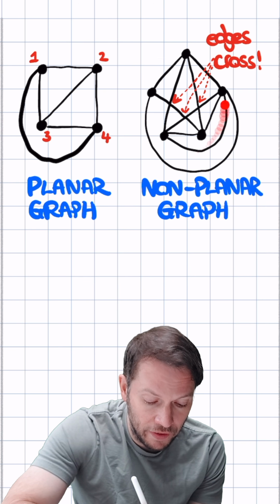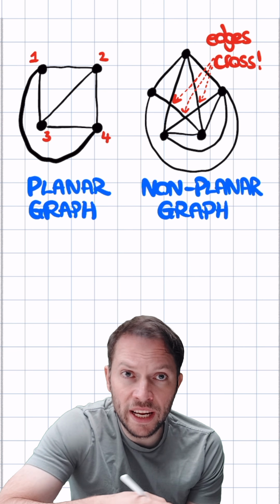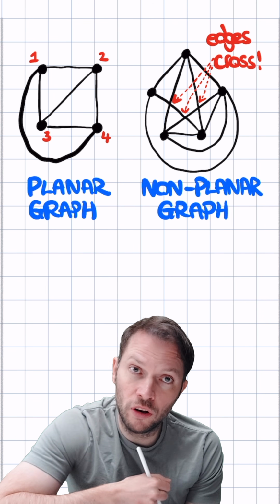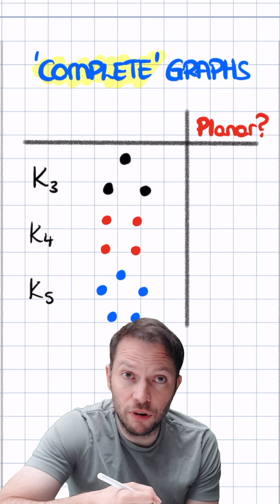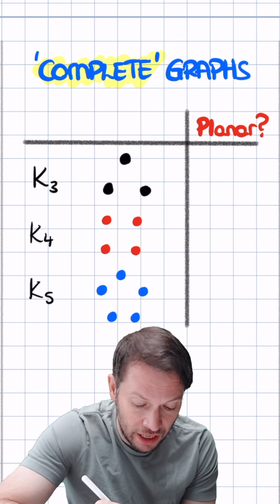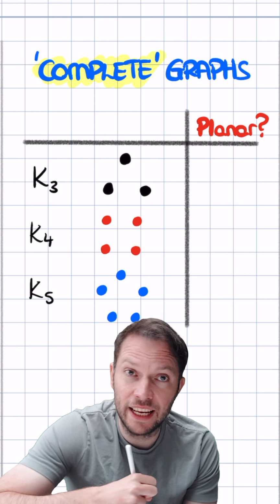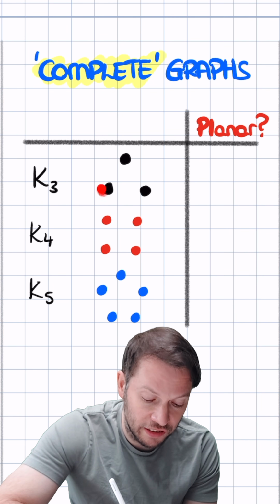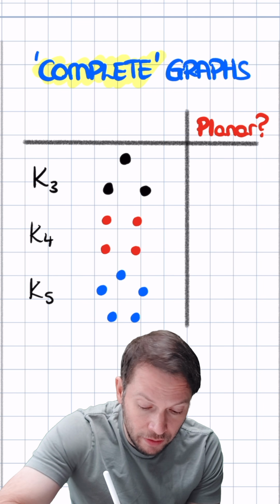However, with this graph here with 5 vertices, there's no way of redrawing the edges in such a way that they don't cross. So this is a non-planar graph. Now, a complete graph is one where every vertex is connected to every other vertex. And we use the letter K to indicate a complete graph. So K3, for example, means we have 3 vertices and we connect every vertex to each other.